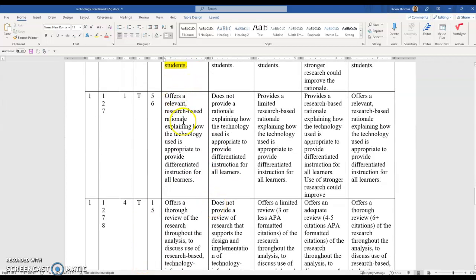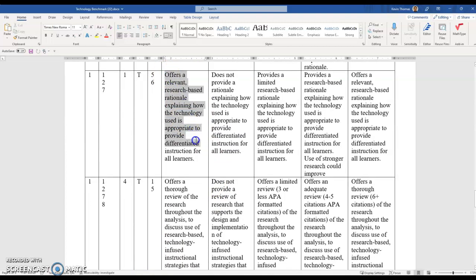Okay, next item. Offers a relevant research-based rationale explaining how the technology is used or is appropriate to provide differentiated instruction. Okay, so a couple of things here. One that comes to mind is UDL, right? UDL tends to eschew this word differentiated. It focuses more on designing instruction to meet the needs of all learners. But we can still think of meeting the needs of all learners as differentiating. And how does it do that?